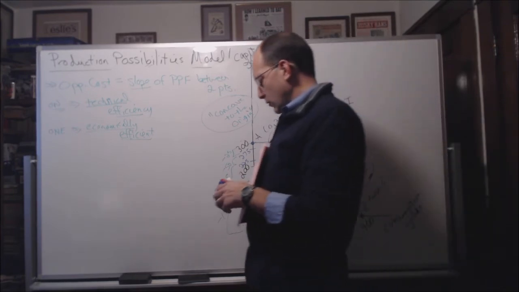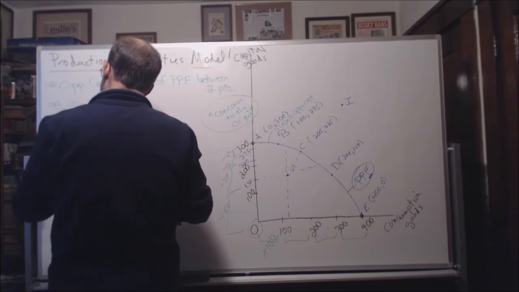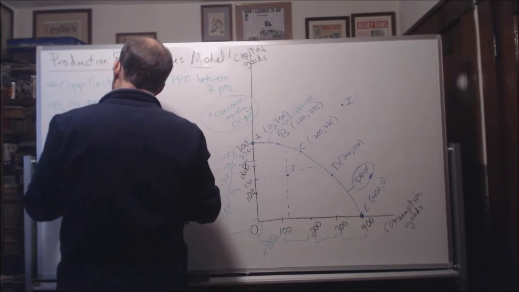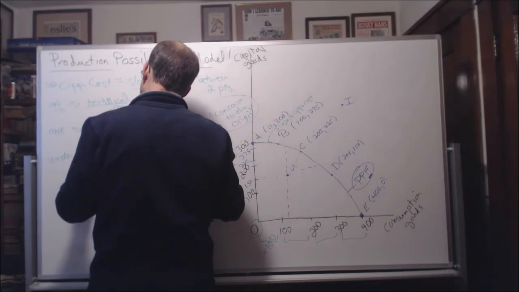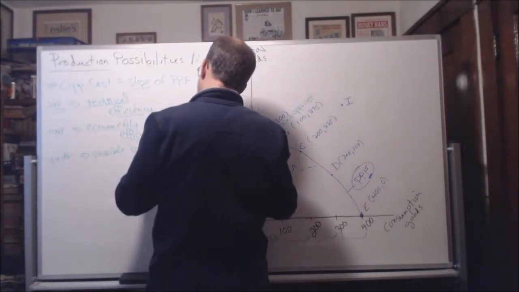So all points like U, all points under or inside the curve, are possible to achieve, but inefficient.